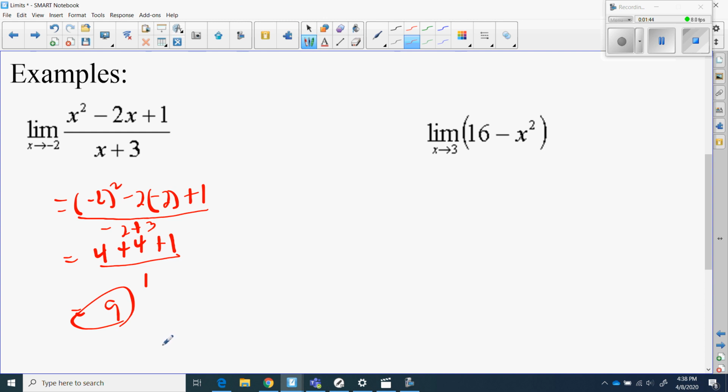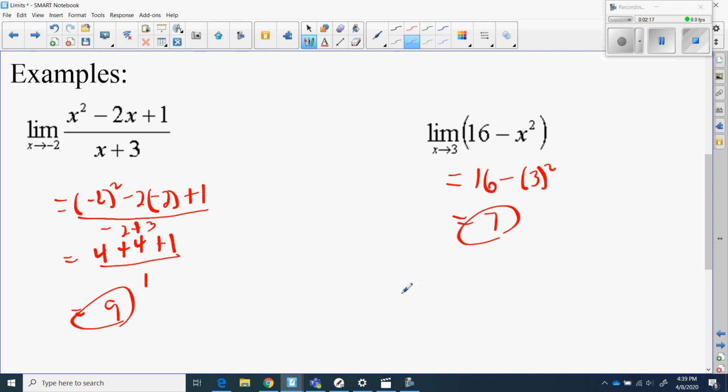So if you can substitute what you're approaching for your variable and you get a number, that is the answer. It's that easy in that case. For example, go over this one. 16 minus, put 3 in where the x is. 16 take away 9, 7. So that's called direct substitution.